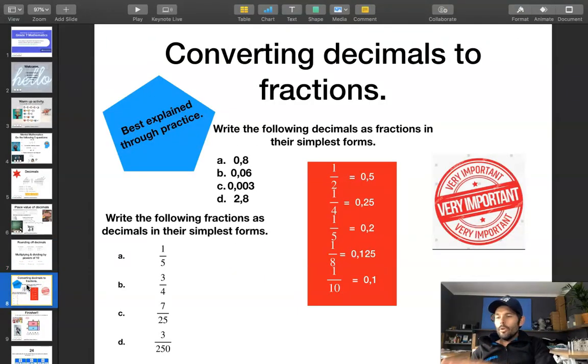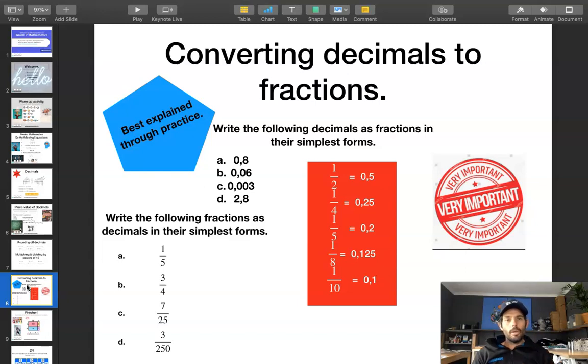Right, and then just your last thing. It's been quite a long haul this morning, but I wanted to get this decimal work done because I want to move into multiplying and dividing by decimals. The following slide is all about converting from decimals to fractions in their simplest forms.